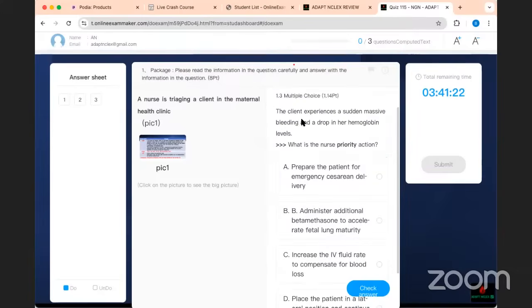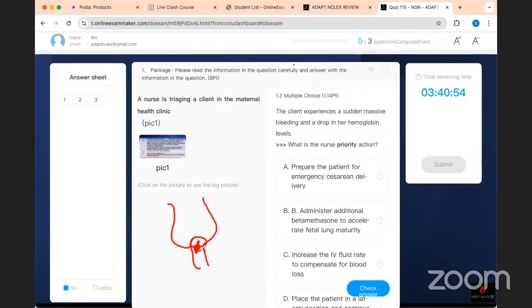As you can see, I said the client is experiencing what? Sudden, massive bleeding. That's your buzzword. This lady is bleeding and she has what? Placenta previa. This is the uterus, and the placenta is sitting here like that. And we have massive bleeding.